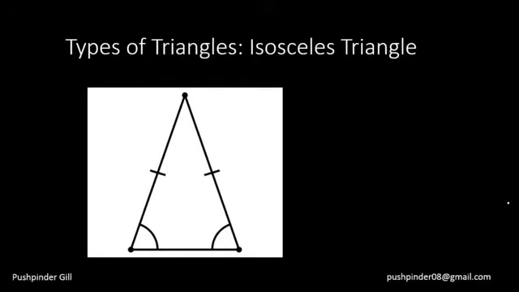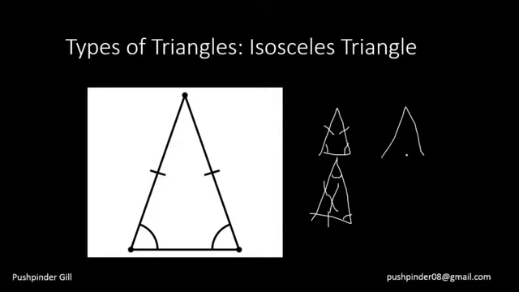So in an isosceles triangle, two angles are equal and two sides are equal. So let's suppose if this is an isosceles triangle, let's suppose these two sides are equal, then these two angles will be equal. That would be the angles opposite to the sides. Let's take another example, let's say this and this side are equal, that means this angle and this angle would be equal. So two sides are equal and two angles are equal.